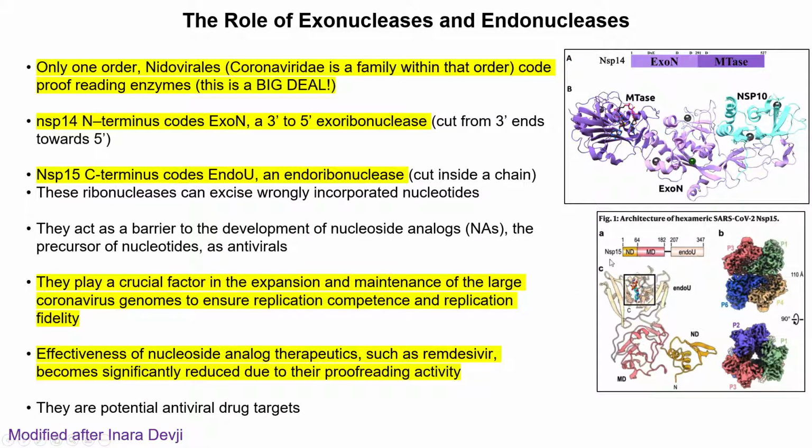Here you can see that NSP15 is the Endo-U, and the activity is at the C-terminal domain. This is a typical structure of that, and you can well imagine that this clamp-like structure just fits over the RNA, and it slides back and forth just like a clamp. That's really interesting, how it happens. And they are all potential antiviral drug targets. If you have an inhibitor for the exo-N or the endo-U, you've got the key. Because if you use the inhibitor with a nucleoside analog, it should absolutely work.